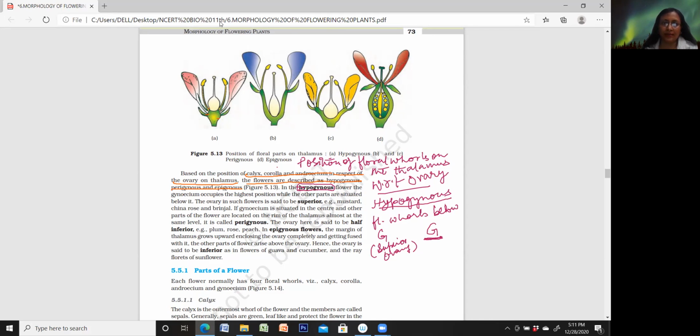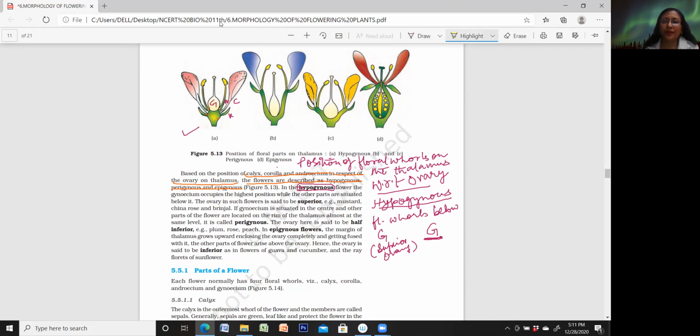Now, as you can see the diagram here, no point drawing it here. Diagram A is already given here. You can see this is G and it is on the top. Look at this, K is below, C is below, and A is also below the gynoecium. These all whorls are below G. G is superior. So a hypogynous flower means it is a superior ovary, and it's a very common situation, as given here. You can see it in mustard, China rose and brinjal.